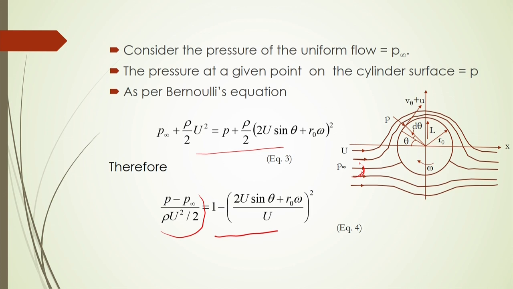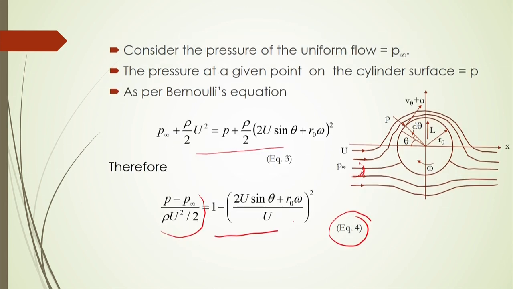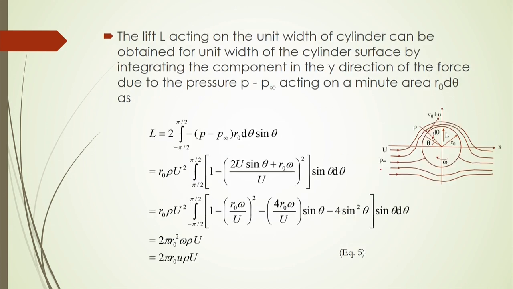So, this equation 4 will give you the pressure distribution over the surface whenever fluid is flowing over the surface of the cylinder. This equation is important for calculating how pressure will be distributed, and based on that, how energy will be distributed over the surface. And if we have this pressure distribution, you will be able to calculate the lift force.